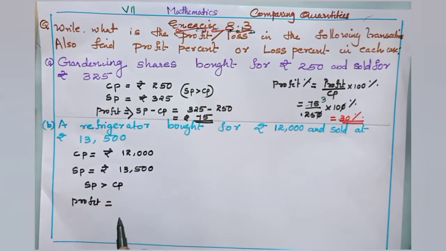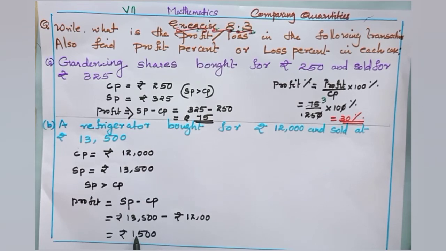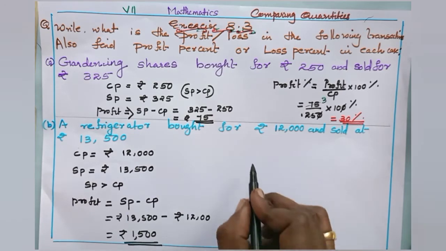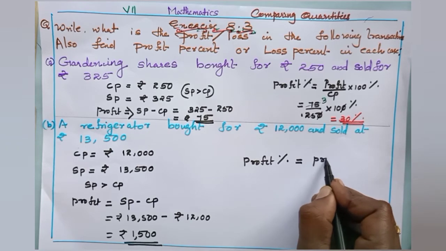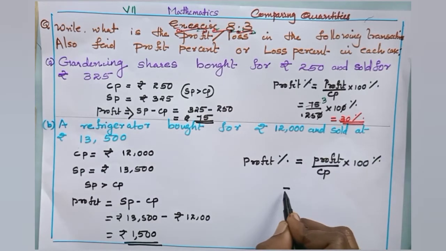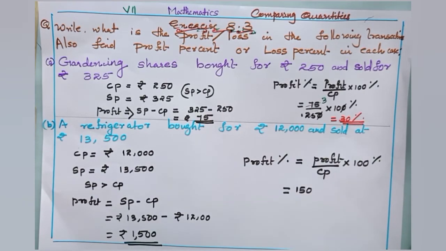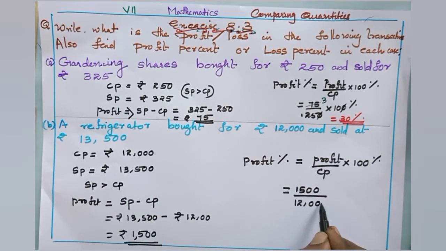Profit equals selling price minus cost price. So rupees 13,500 minus rupees 12,000 is 1,500 rupees profit. Then find the profit percentage. Profit percentage equals profit by CP into 100%. So profit 1,500 by CP 12,000 into 100%.